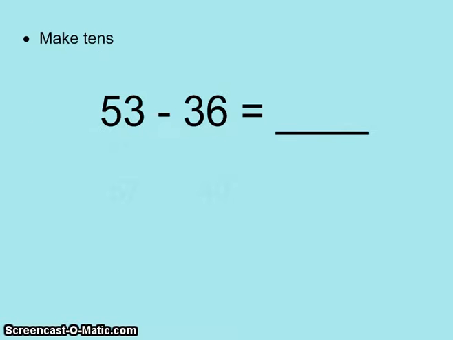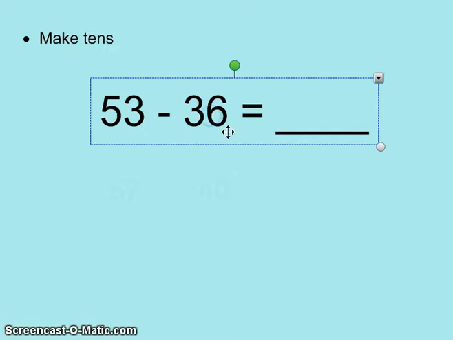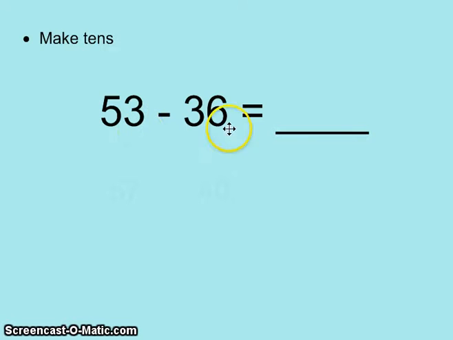Let's try a subtraction one. A nice strategy to use is to make tens. I like to make tens because it makes them easy to work with. If I look at 53 and 36, I want to use my second number to make a 10. If I look, I want to make my closest 10, so either it's 30 or it's 40. I'm going to go ahead and add 4 to 36 to make 40.